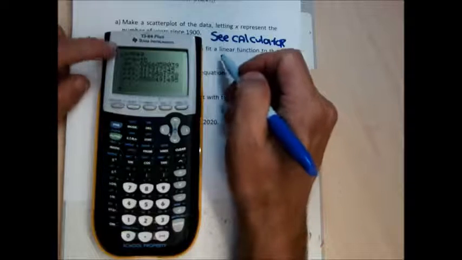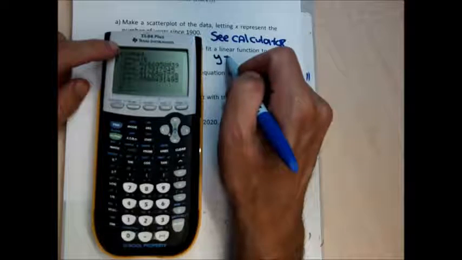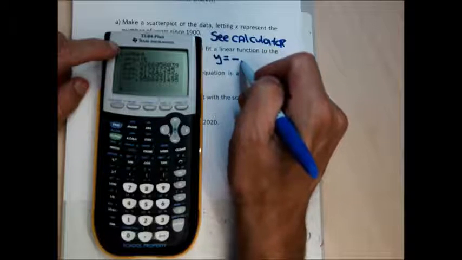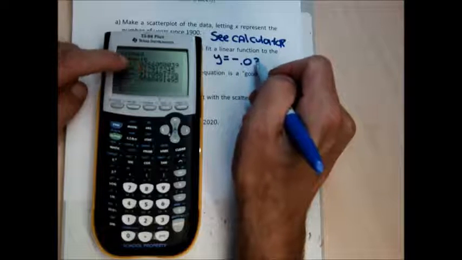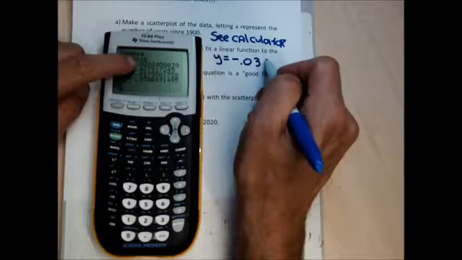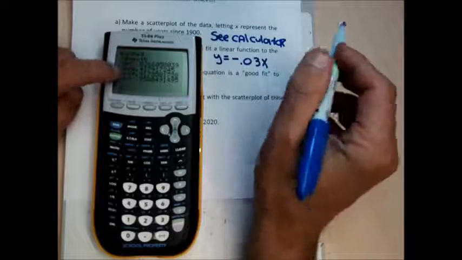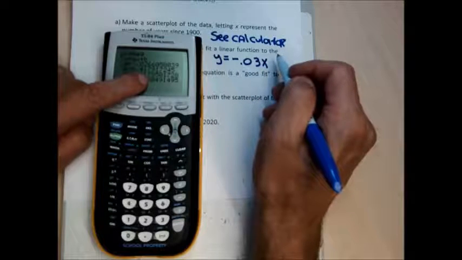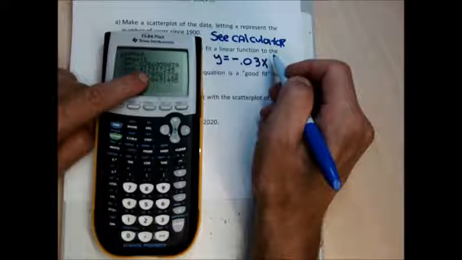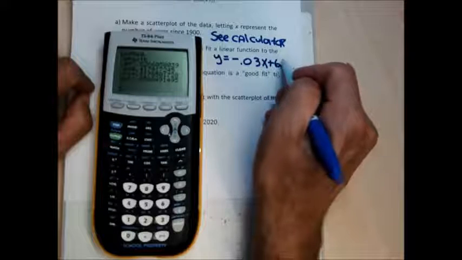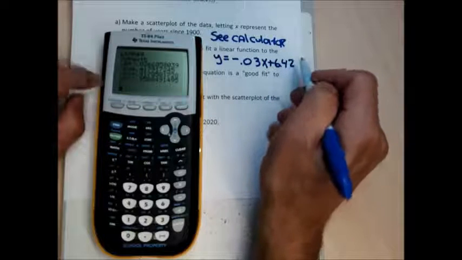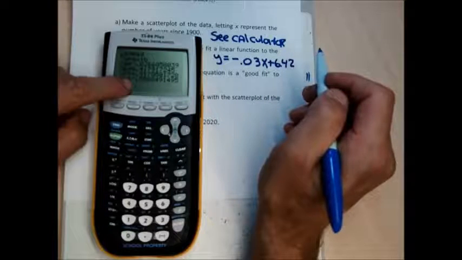2 decimals. So my equation is going to be y equals negative 0.0, it says 26, I'm going to round that to 0.03 for a, and then I'm going to put the x in. And then plus, I'm going to round that to 6.42. The 1 in the second decimal for the B has a 7 after it, so I'm going to round that to 6.42. And it gives me the R as negative 0.958.